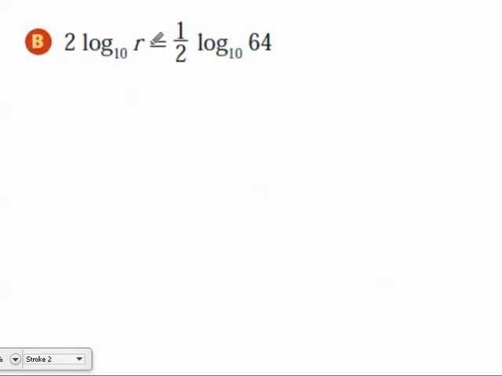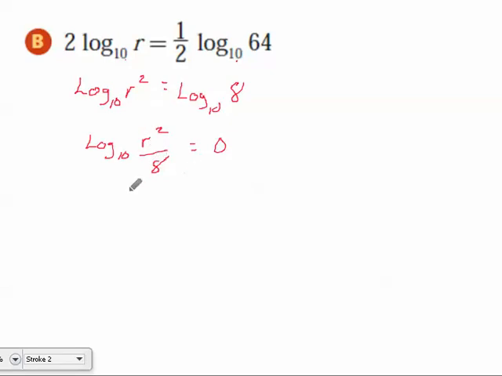Okay, here we've got two things that are to the base 10. I see something being multiplied here, so what I'm going to think is log 10 of r squared equals log 10 of the square root of 64, or 8. You know what? I can see that is log 10 of r squared divided by 8 equals 0. Why? Because I subtracted it from both sides and then combined it together as the division problem.